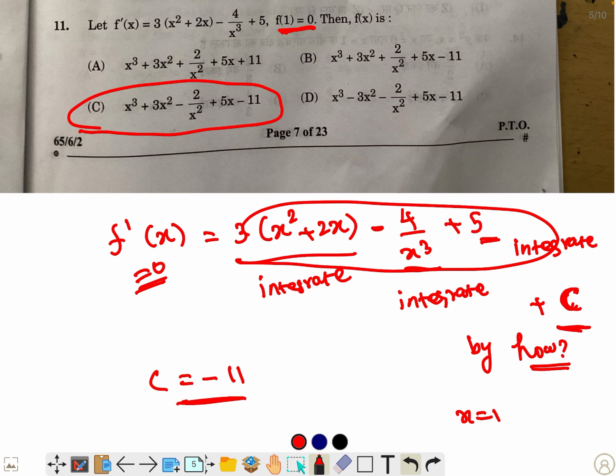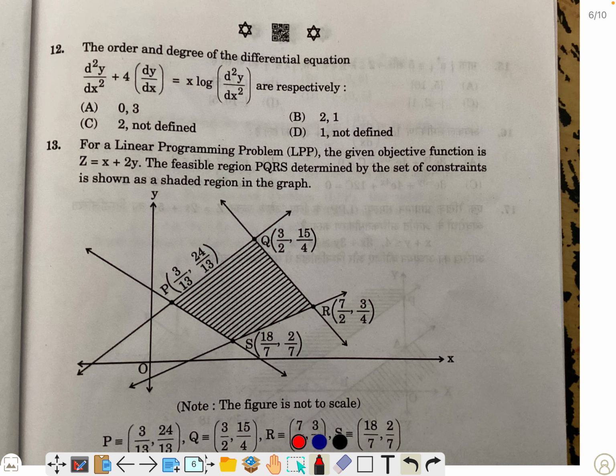Next we move on to number 12, the order and degree of a differential equation. This is a very easy question for you guys, I know. So we have to find the degree and order. Order obviously 2, and then degree is not defined. Why is it not defined?